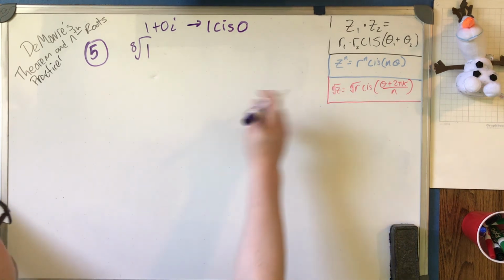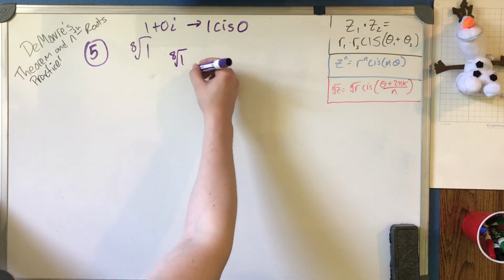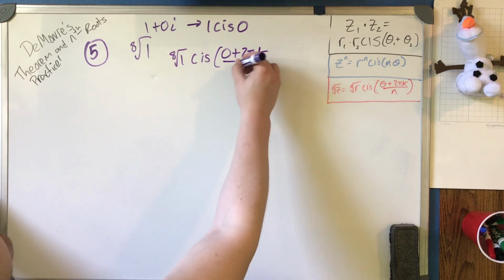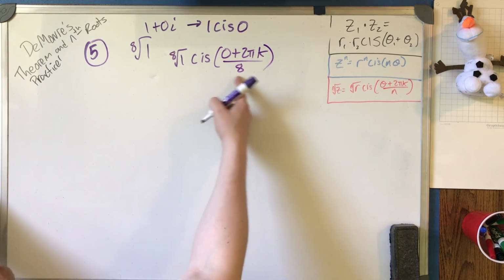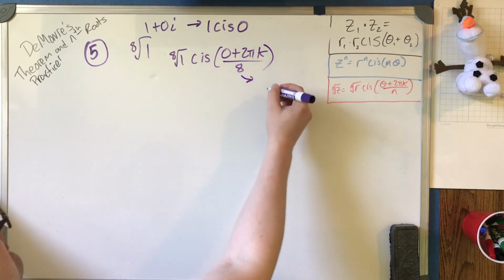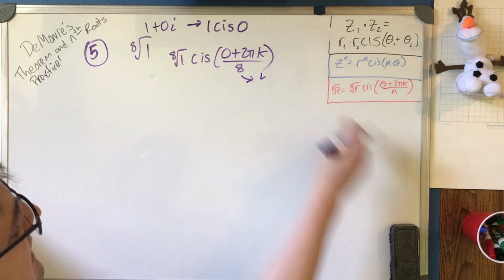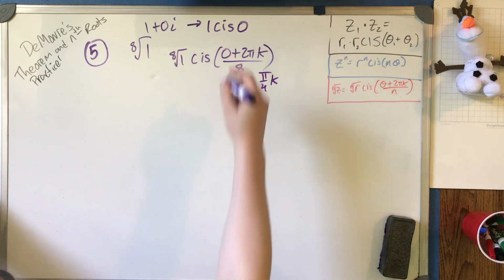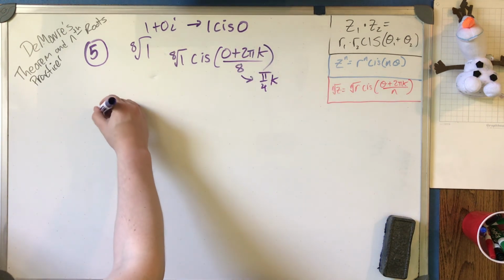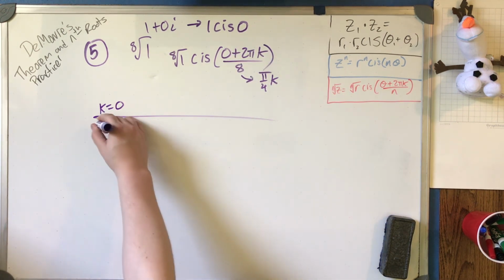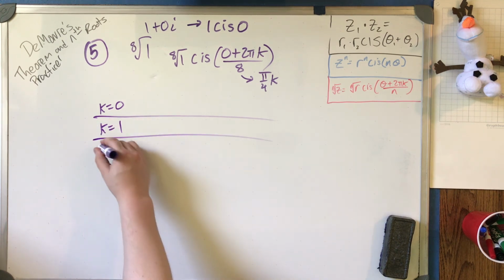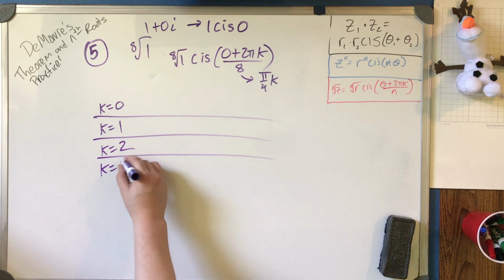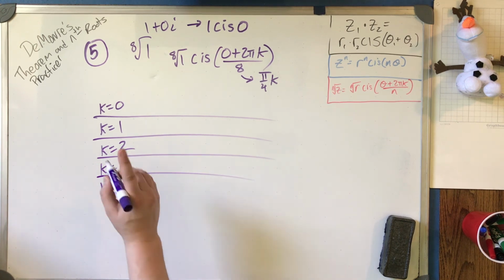Now I just follow the formula. I'm going to do the 8th root of 1, cis, 0 plus 2 pi k all over 8. And if I just simplify this inside part here, not 4 on top, pi over 4 k is the inside. So then I have to do 8 of these, k equals 0, 1, 2, etc. I have to go all the way up until I have 8 of them, which is going to be at k equals 7, because I started at 0.